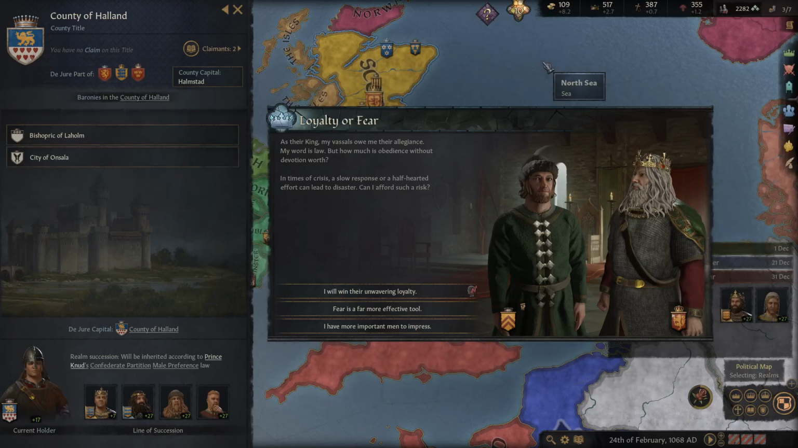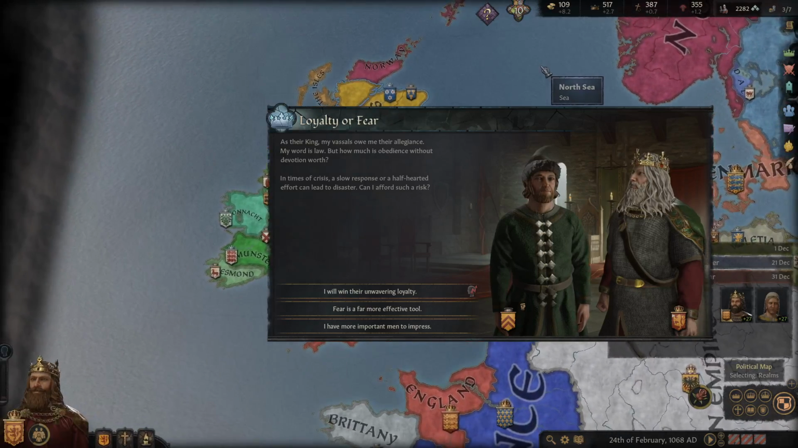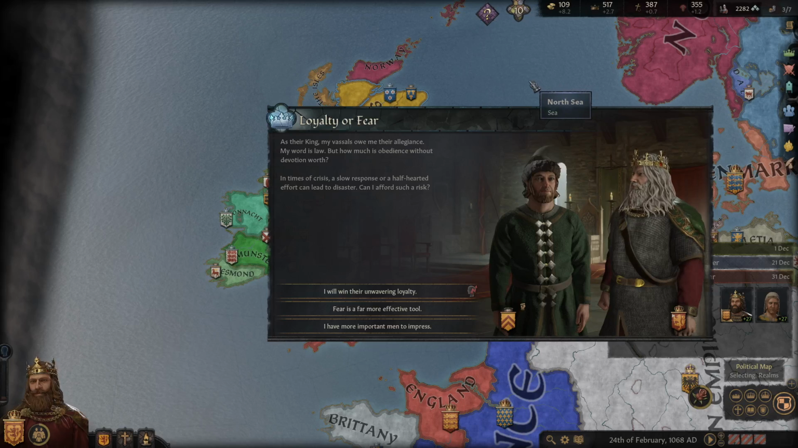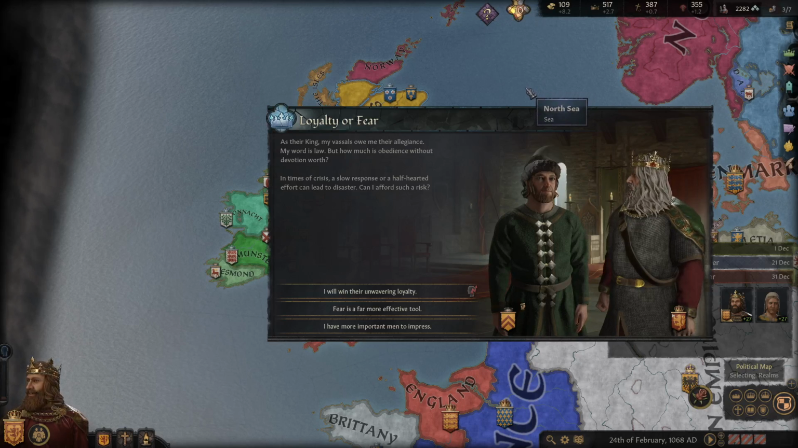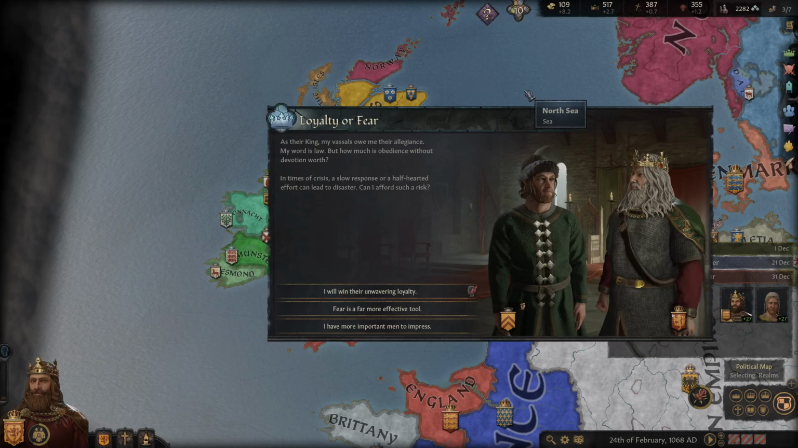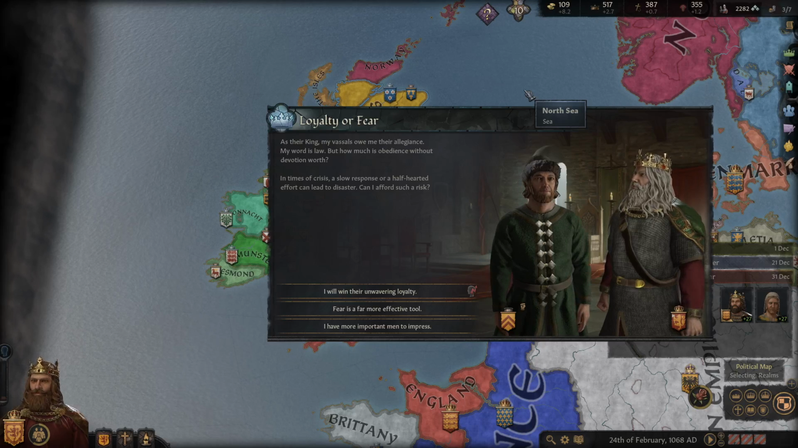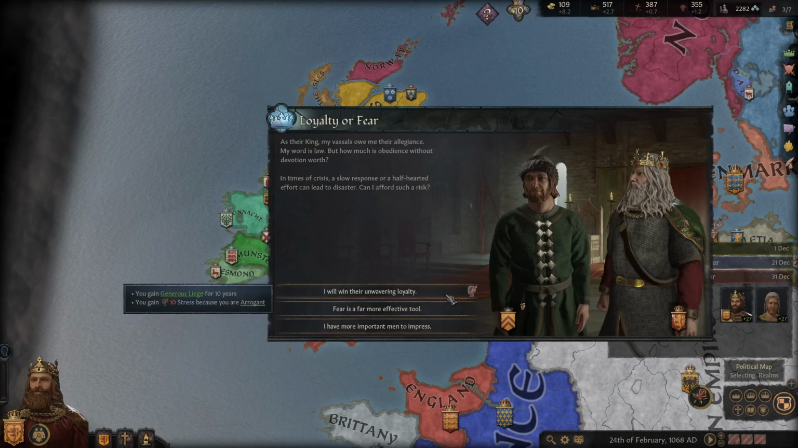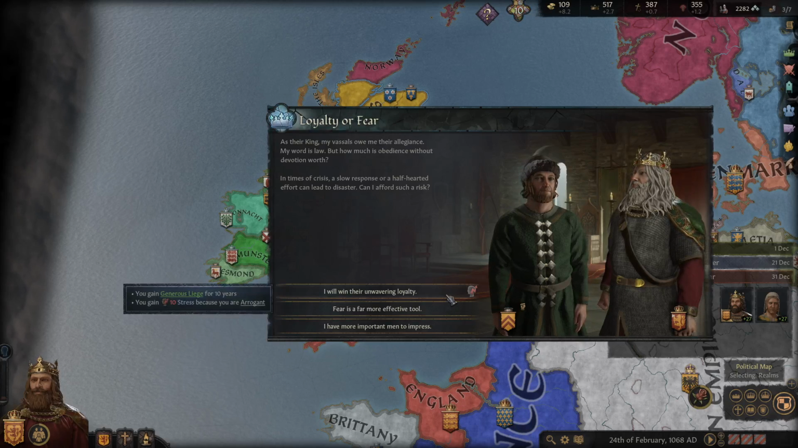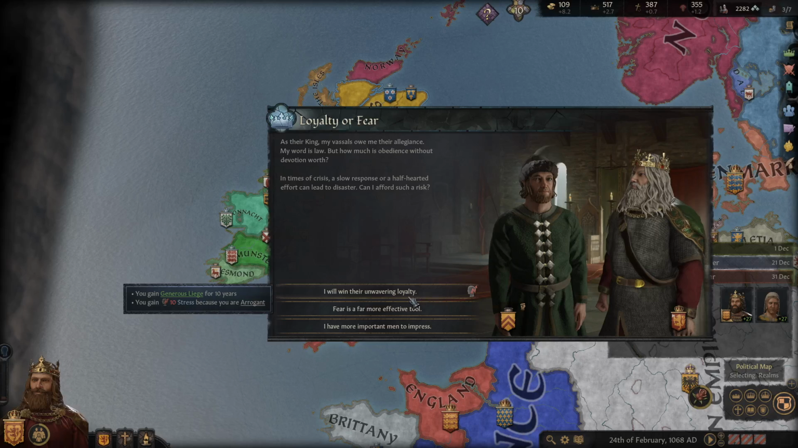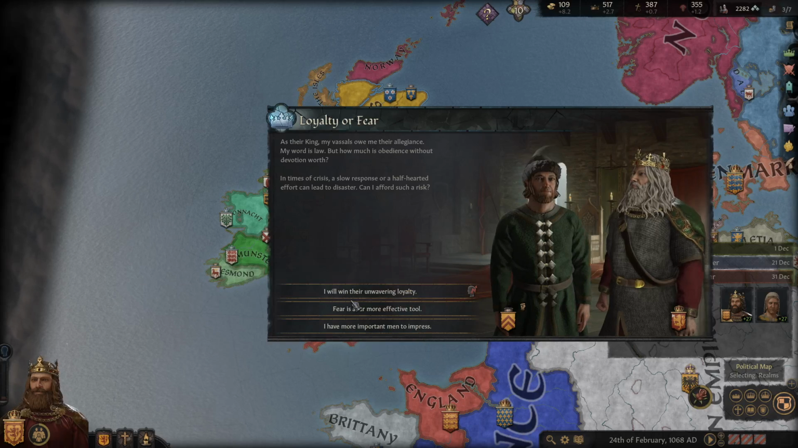As their king, my vassals owe me their allegiance. My word is law. But how much is obedience without devotion worth? In times of crisis, a slow response or a half-hearted effort can lead to disaster. Can I afford such a risk? Okay, I could win their unwavering loyalty, and I'll be known as a generous liege.